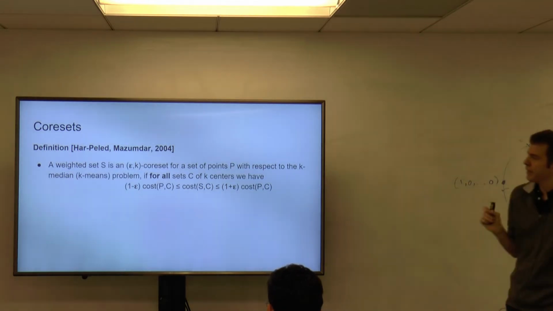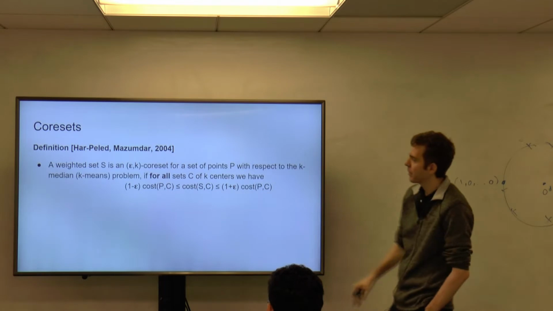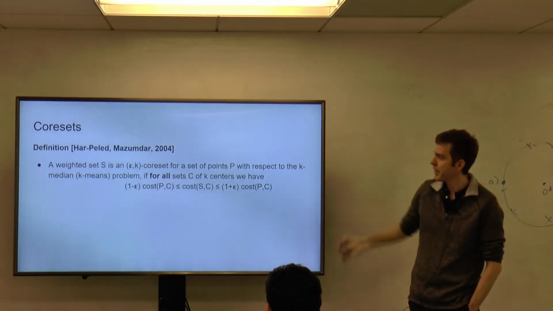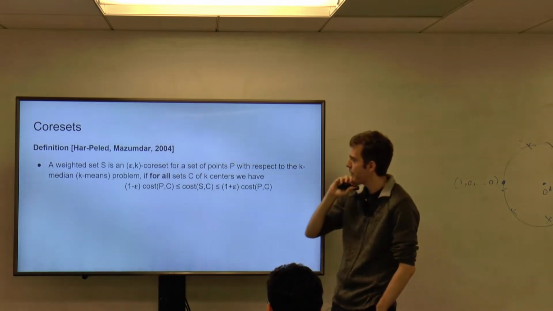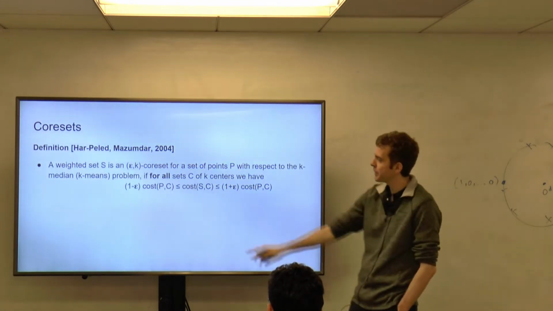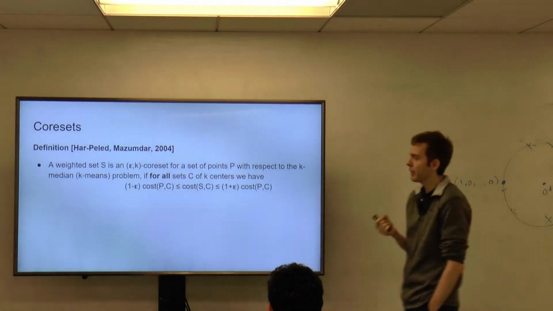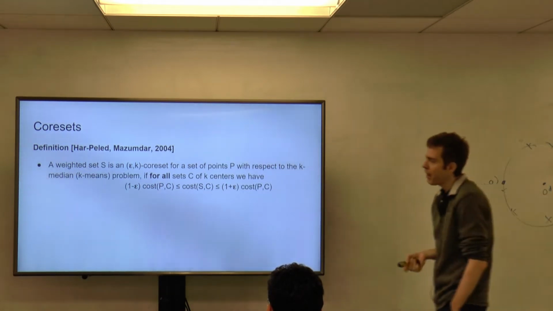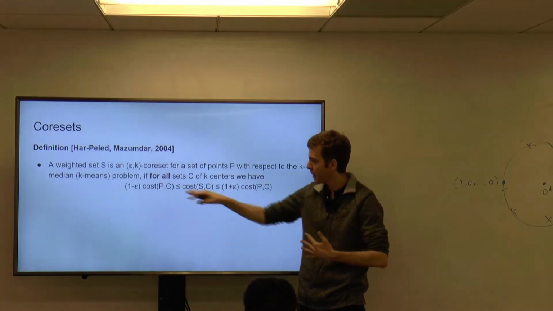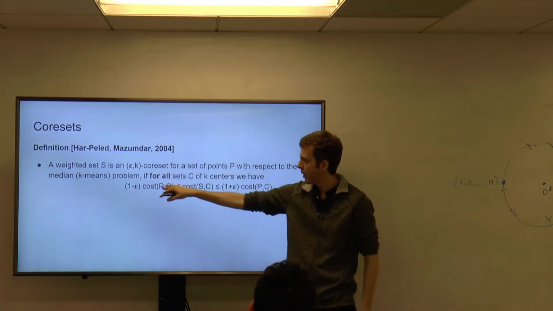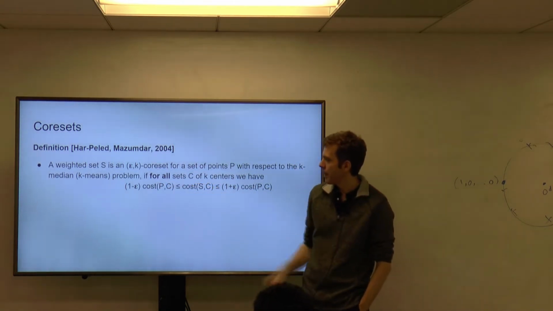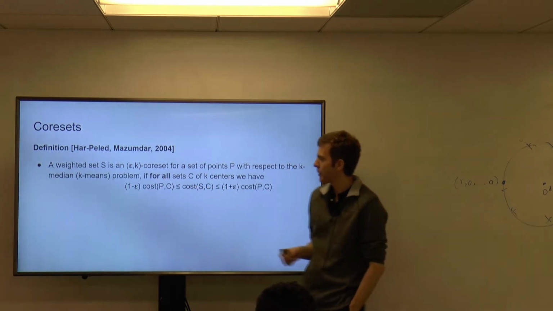A weighted set S is an epsilon k coreset for a set of points P with respect to the K-median problem, or analogously the K-means problem, if we have this for all guarantee. What it says is, for all sets C of K points in R^d, the cost of P comma C, which in the case of K-median is the sum over the n points of their distance to the nearest center in C, and the cost of S comma C is within a 1 plus or minus epsilon factor of the cost of P comma C.